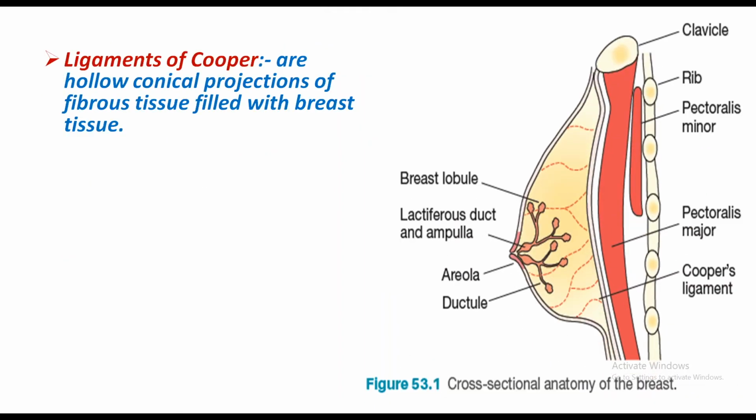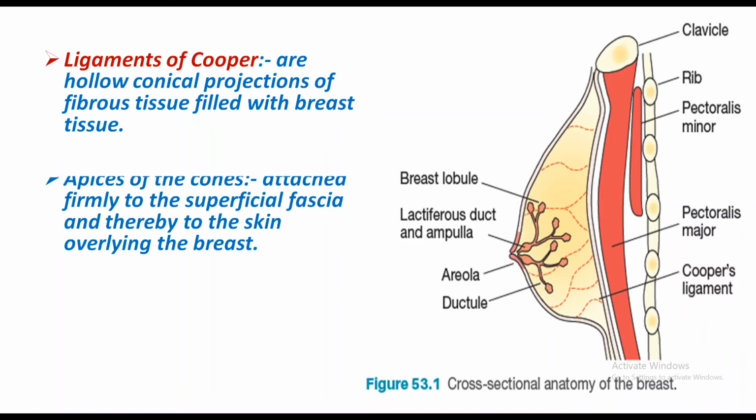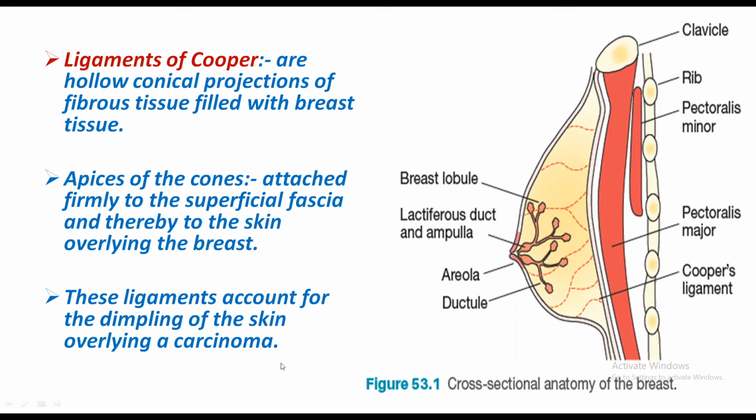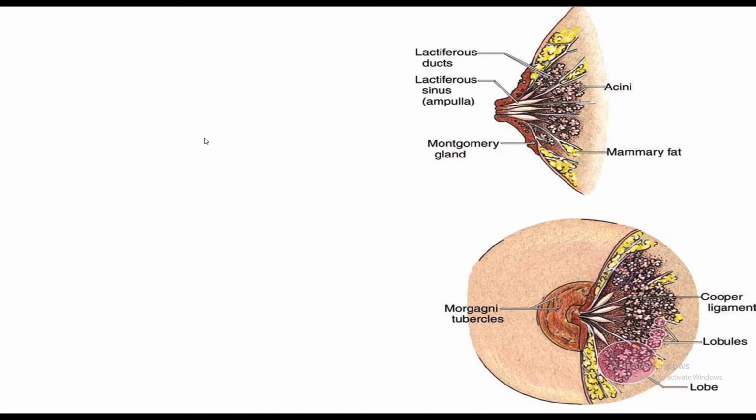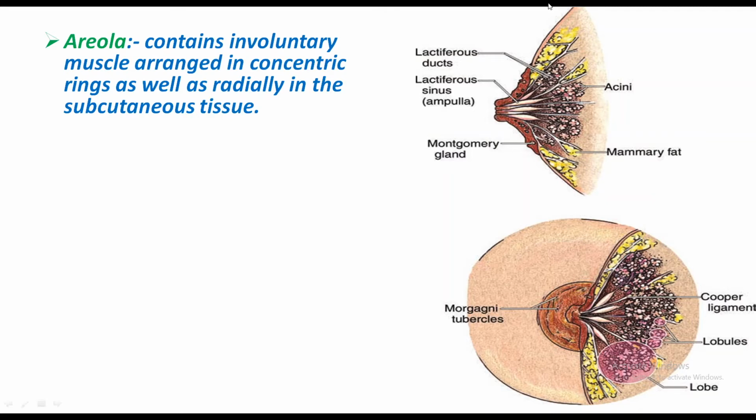Now let us again redefine this. You can see these are the projections of fibrous tissue within the breast, attached from the superficial fascia to the skin of the overlying breast, and these ligaments account for the dimpling of the skin overlying a carcinoma. So the ligament of Cooper is responsible for the dimpling. Now again we see more detail about the areola. It contains involuntary muscle arranged in concentric rings as well as radially in the subcutaneous tissue. So this is the areola.